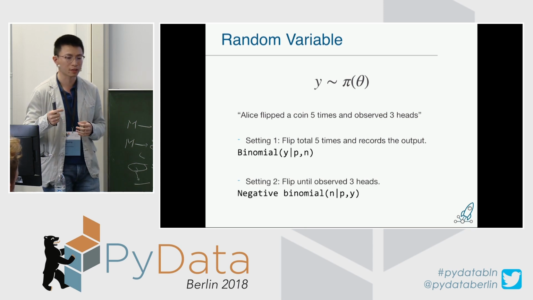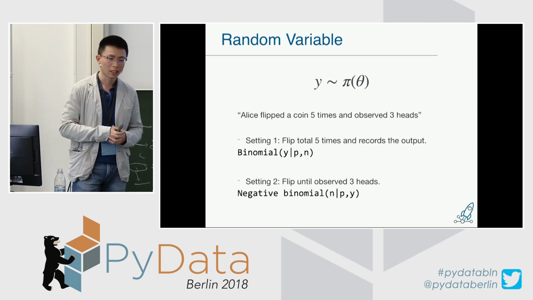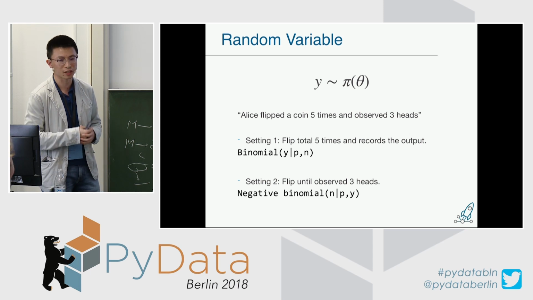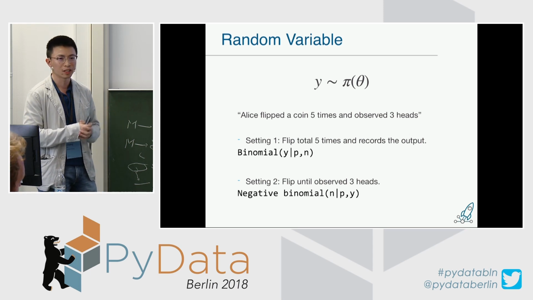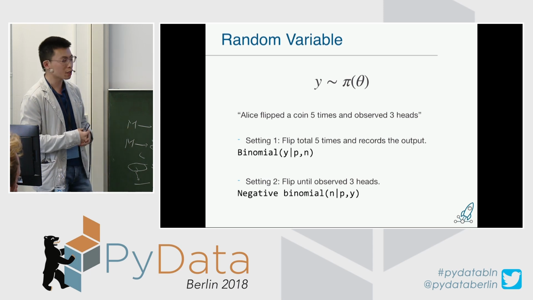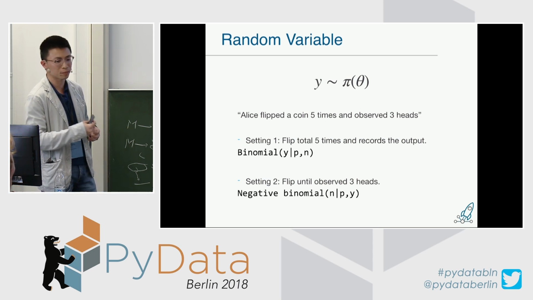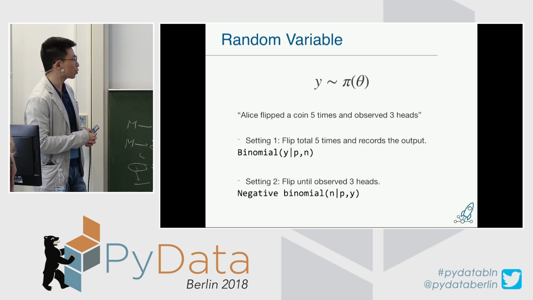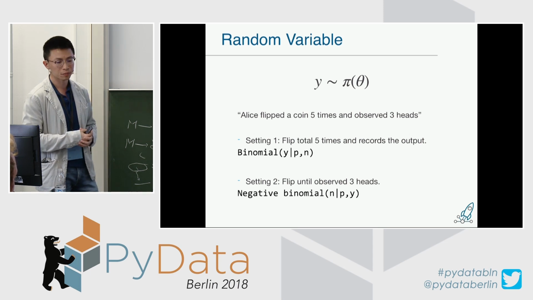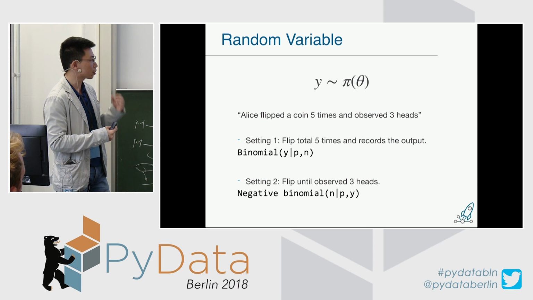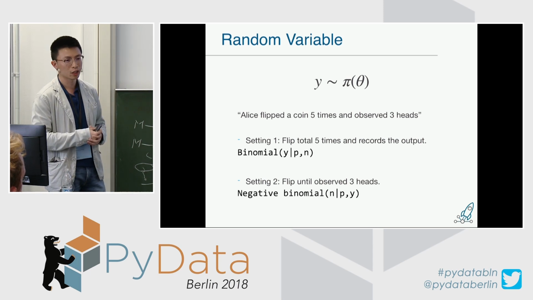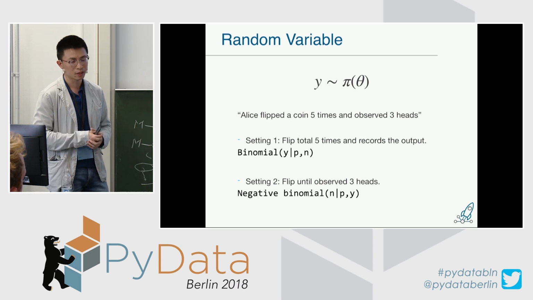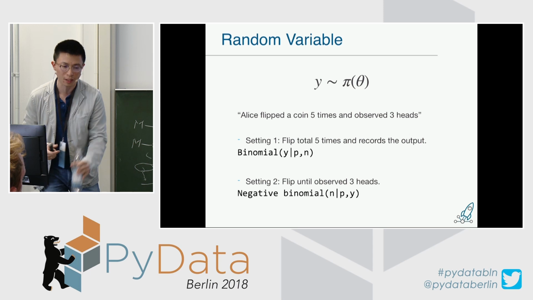For example, you can get 2 different settings. The first setting is that you flip a total of 5 times and then record the output. This is usually associated with a binomial distribution that describes the probability of observing different numbers of heads. Or you can have a different setting, where you flip the coin until you observe 3 heads. Now it can be summarized by a different distribution, the negative binomial. Again, the underlying physical random experiment is still the same, but the random variable in these 2 cases is actually different.